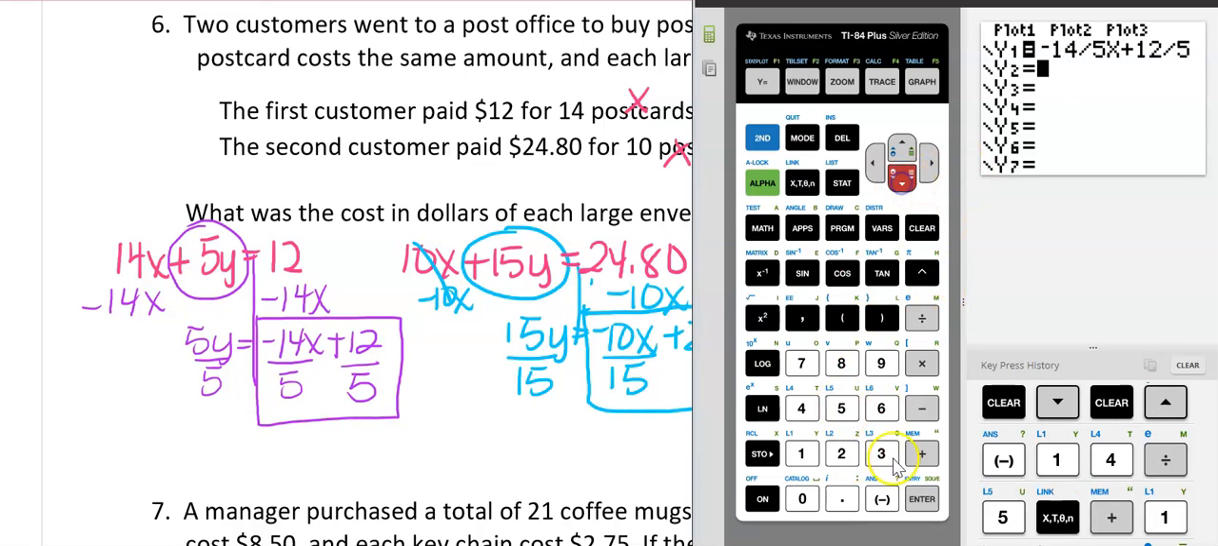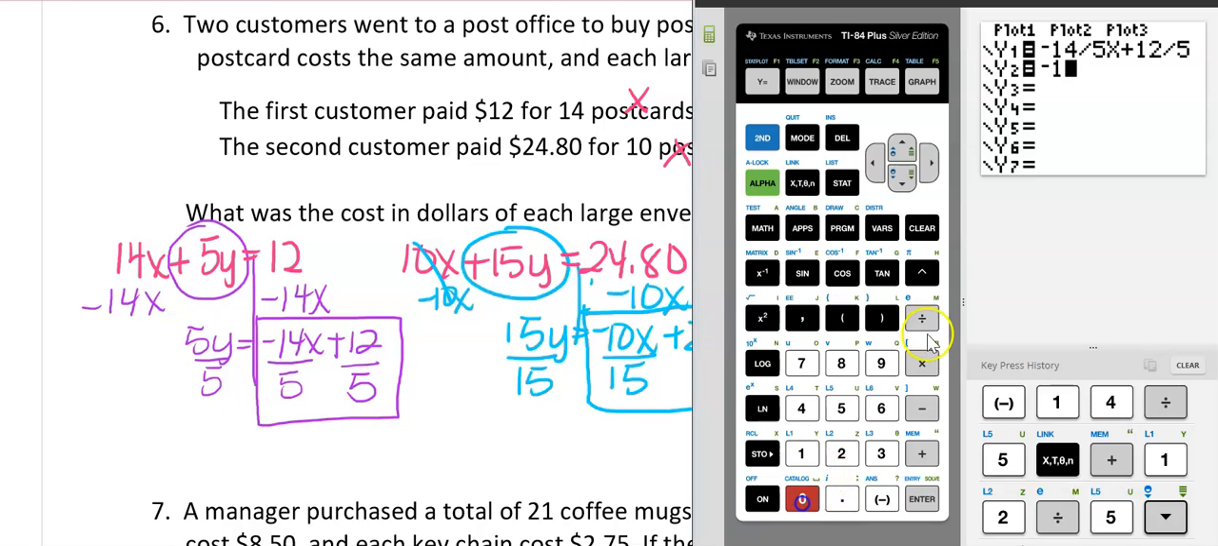And then our second equation is really ugly. Negative 10 divided by 15x plus 24.80 divided by 15. And the reason I'm not putting any of these division signs or these fractions in parentheses is because they are going to be PEMDAS. They're going to be solved first before the addition or subtraction.